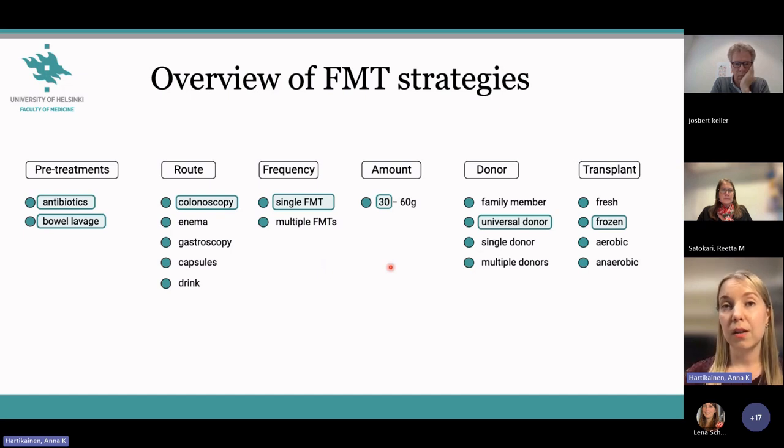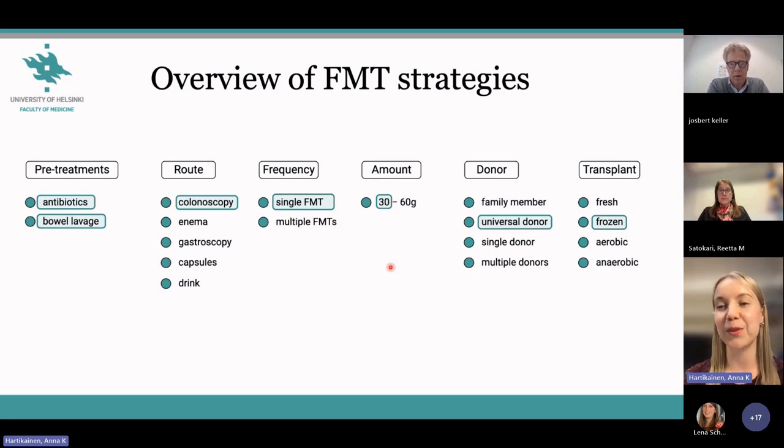But we can also give the FMT by the upper route via gastroscopy, capsules, or even as a drink. And we also have different methods: do we give the FMT once or multiple times? The amount is usually 30 to 60 grams, but it can also be more. As Joshbert also told, nowadays the universal donor is used mostly because then we can give the transplant to many patients. And sometimes multiple donors are used to increase the bacterial diversity in the fecal transplant.